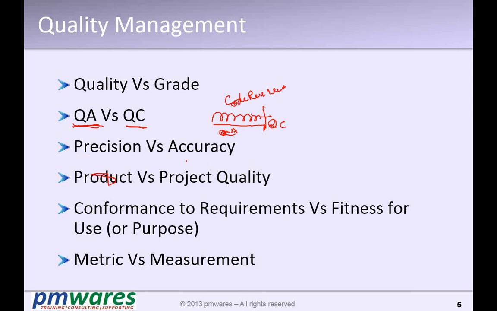Now what is precision versus accuracy? A is equal to 1.25. If A value is 1.35253, and if A value is 1.27, then this is more accurate than this, but this is more precise than this.